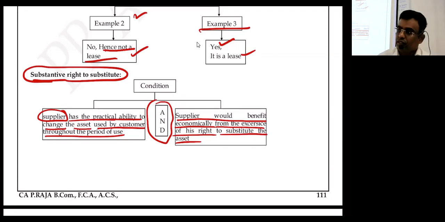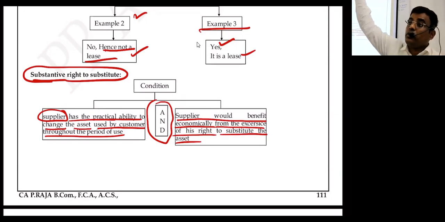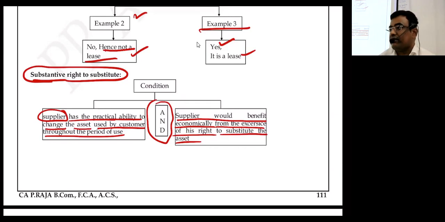Supplier, now read this: the supplier has the practical ability to change the assets used by the customer throughout the period of use. Did you finish after the example? Yes or no? And the supplier would benefit economically, not the customer. The supplier would benefit economically, 30% to 20%, from the exercise of his rights. What rights? He has the right to change the assets. Yes or no? To substitute the assets. Hope understood. I think this is a very good example to understand this part.